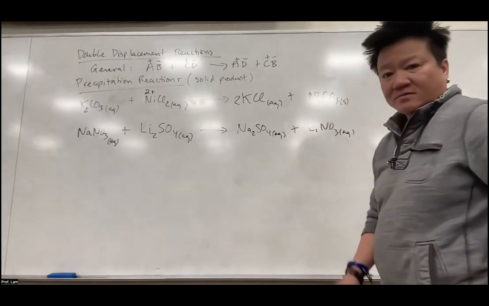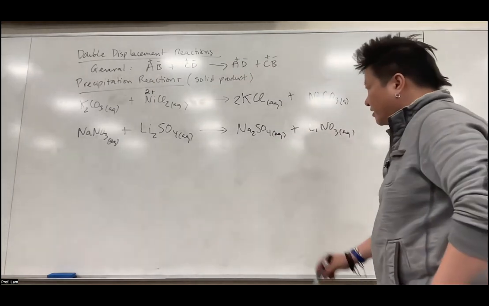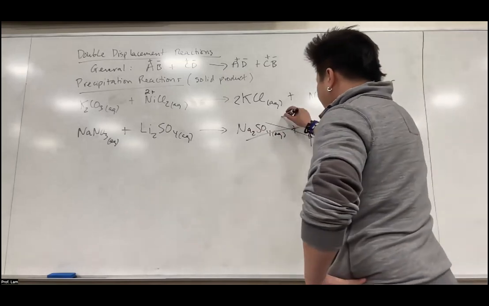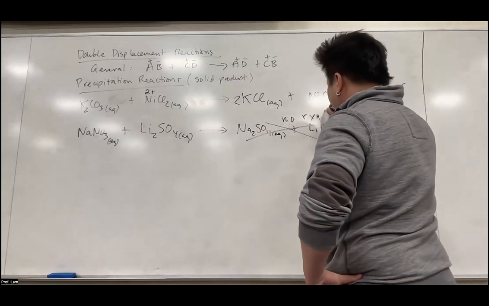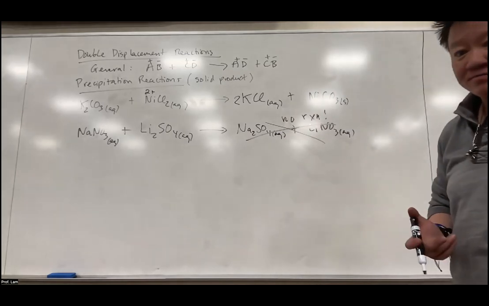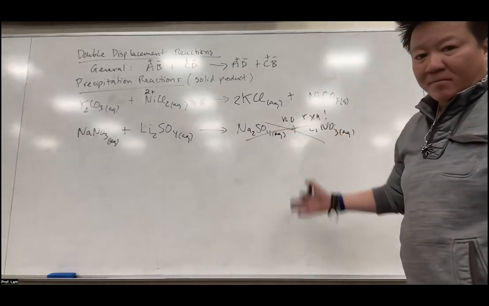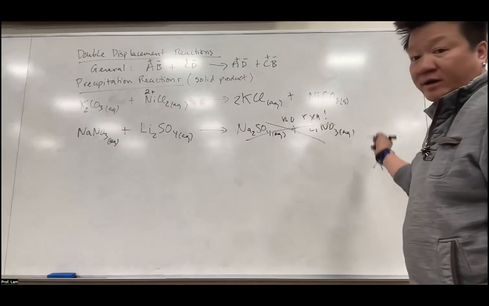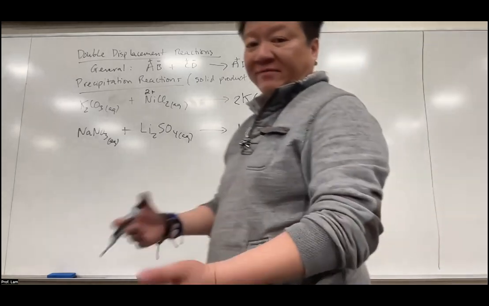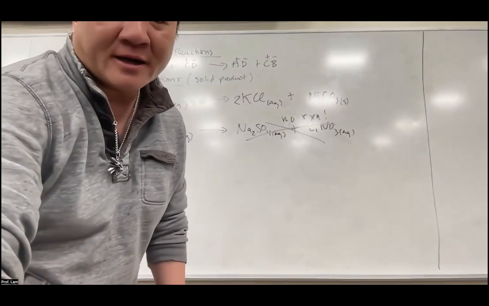So do we have a solid here? Nope. So we cross this out because we just write no reaction. We don't have a reaction, so we don't even need to worry about balancing it. Just say no reaction. You only have to balance it and go through all that when you actually have a reaction.